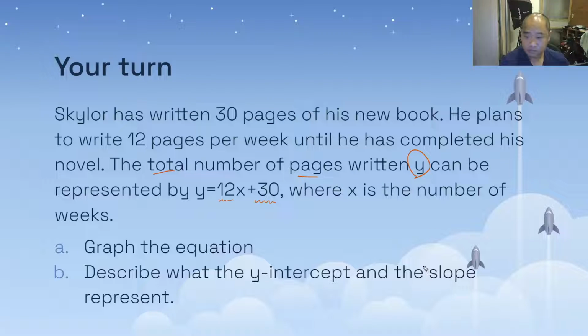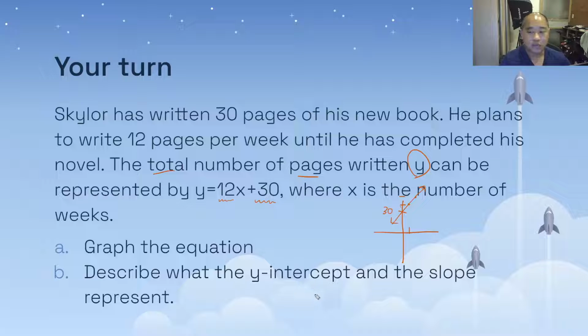Well, here's the thing. I can't really grade your graphs, so I'm just going to hope that you did this. The y-intercept is 30, and it's going to go up 12 and to the right 1. Up 12 and to the right 1. And so let's say that if this is 30, maybe this is 42 or so. So it's going to look like this.